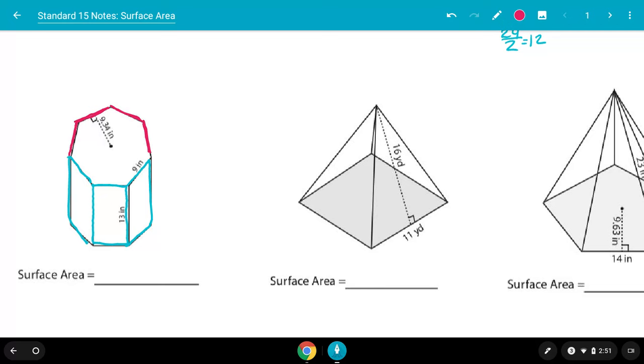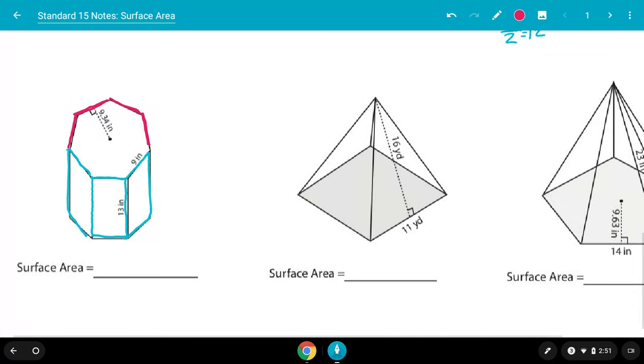So the area of one of them, 13 times 9, is 117 inches squared. But I have 7 of those. So I'm going to go 117 times 7. And I get that the area of the outside is 819 inches squared. Not the top and the bottom, but like around.